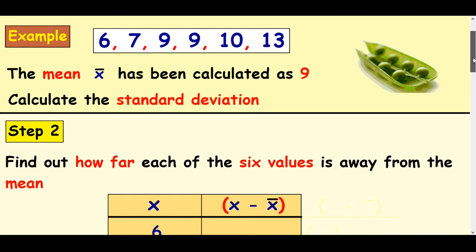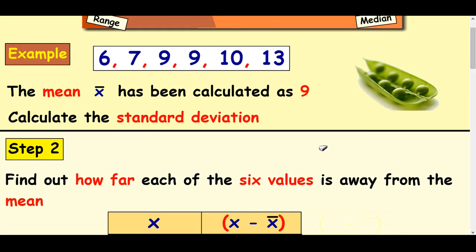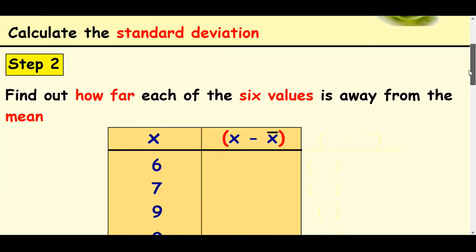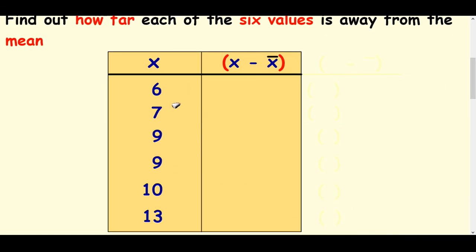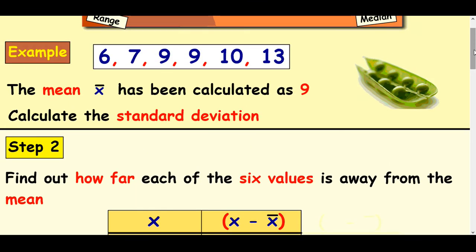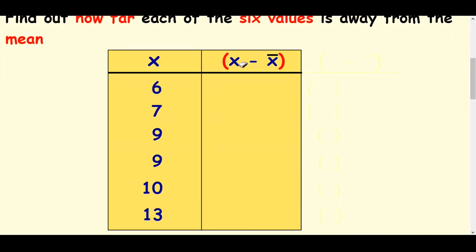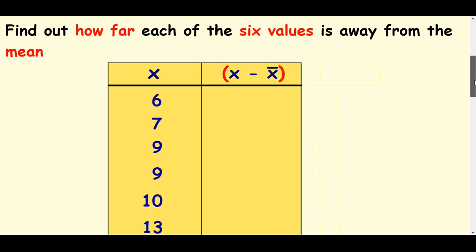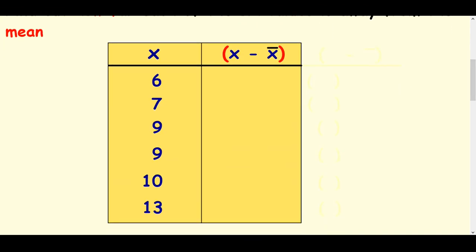We've got to find out how far, on average, each of the 6 values is away from the mean. The way to do this is we usually create a table. All the data values in the table are here, 6, 7, 9, 9, 10, and 13, just from up here. This is basically saying, if x bar is the mean, how far is each one of these away from the mean? So you've got to do 6, which is x, take away the mean. Now, the mean was 9, wasn't it? So that would be 6 take away 9. Now, you just write the answer in.